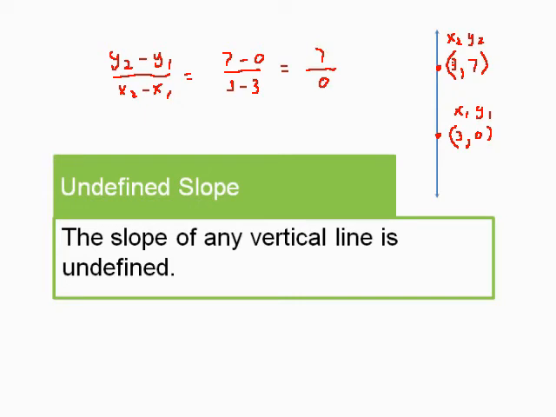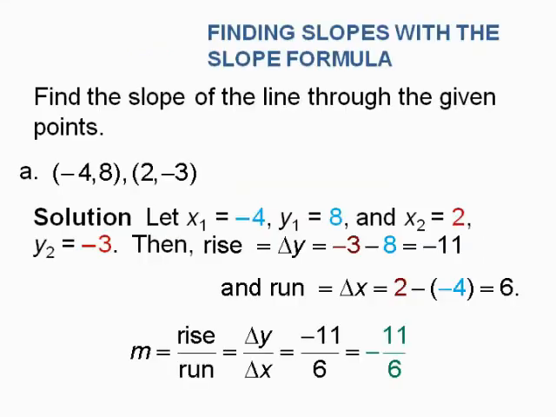Look what the denominator's coming out. That's an undefined fraction, thus an undefined slope that will tell you that line will be vertical.